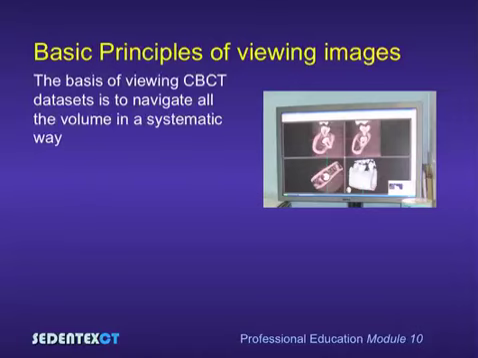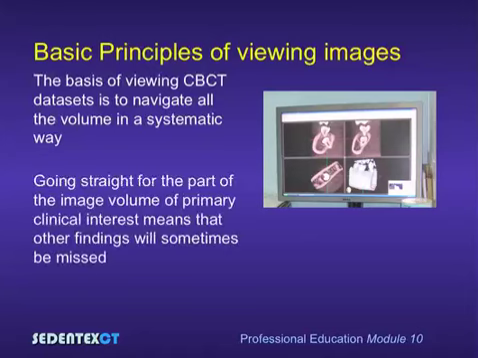Let's now turn to the basic principles of viewing images. The basis of viewing cone beam CT datasets is to navigate all the volume in a systematic way. Going straight for the part of the image volume of primary clinical interest means that other findings will sometimes be missed.